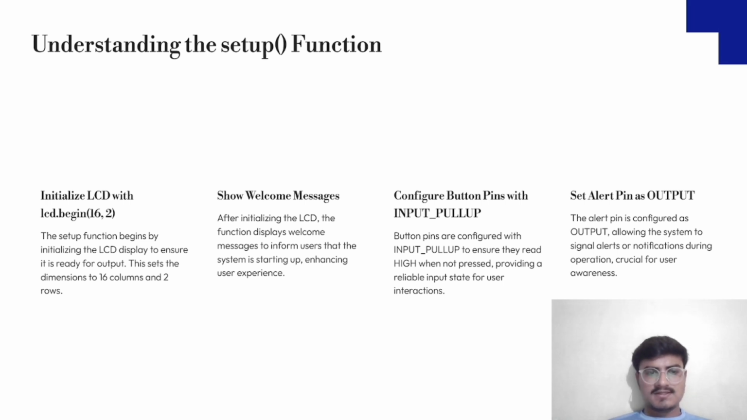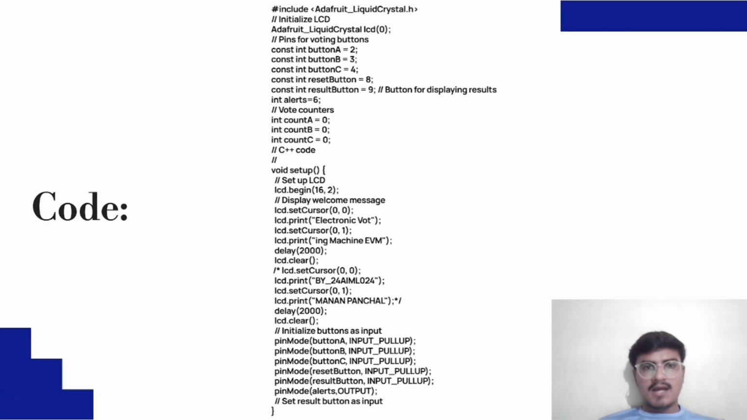Enhancing user experience. Configuring button pins with input pull-ups. Button pins are configured with input pull-ups to ensure they read high when not pressed, providing a reliable input state for user interactions. Set alert pin as the output. The alert pin is configured as the output, allowing the system to signal alerts or notifications during operation. Useful for user awareness.